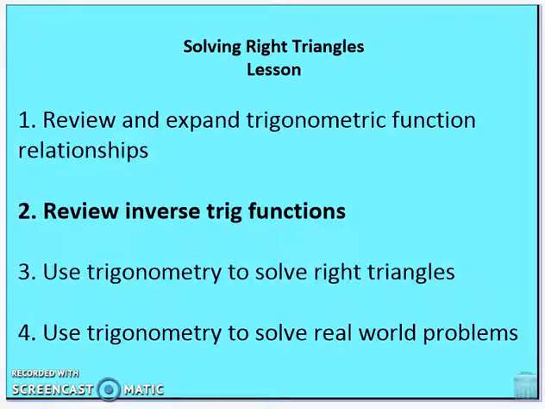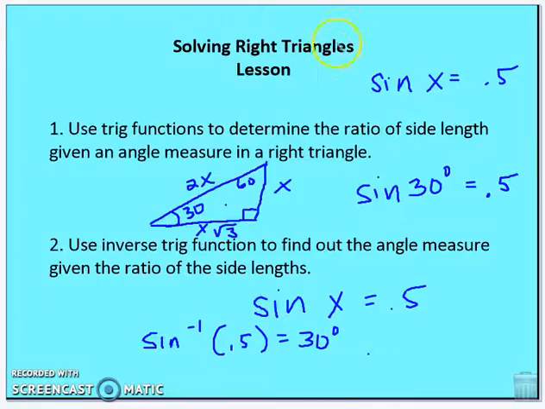All right, so now we're going to review our inverse trig functions. This should be a quick review for you. So we started by saying that the sine, cosine, or tangent of some angle measure tells us what the relationship ratio is of one side to another.